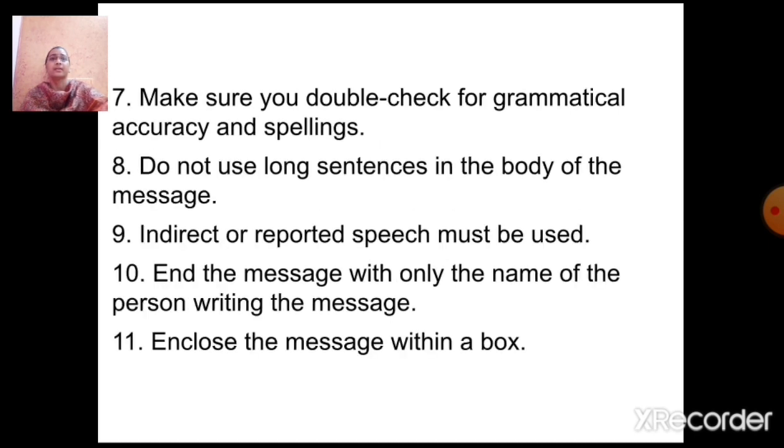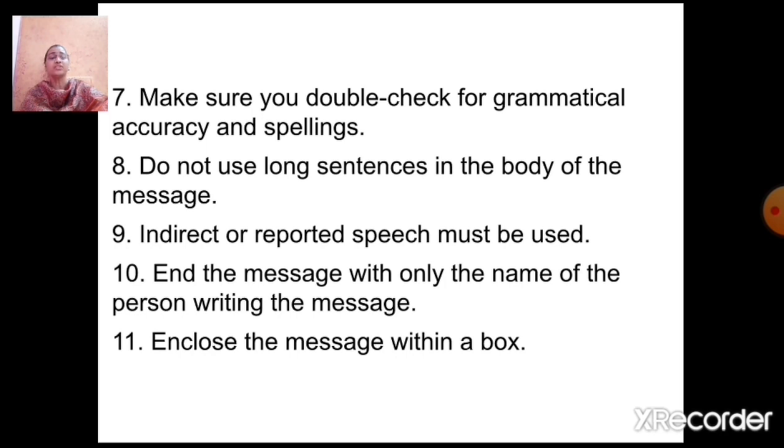Then the next is, make sure you double check for grammatical accuracy and spelling. Now students, here grammatically correct sentences should be used. We must always read the message once done to check grammatical accuracy and spelling. Then, do not use long sentences in the body of the message. Here students, you will not add any extra information as I have said, and your information should be to the point. Long sentences must be avoided while writing a message.